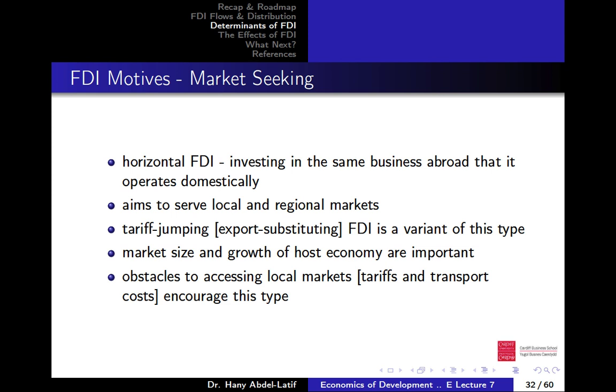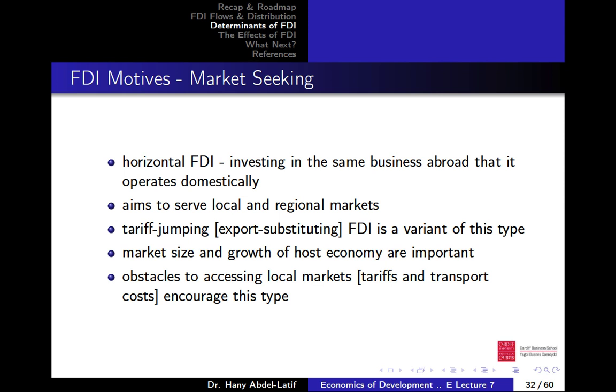Obviously, what are the determinants in this case, or what attracts this type of FDI? It is the market size. They are more likely to invest in bigger countries, with much larger markets, that also grow faster. They are also likely to invest in countries with high tariffs, so they can jump those tariffs by investing inside the country and not pay them, and also when transport costs are very high. These are probably what attracts this sort of FDI.